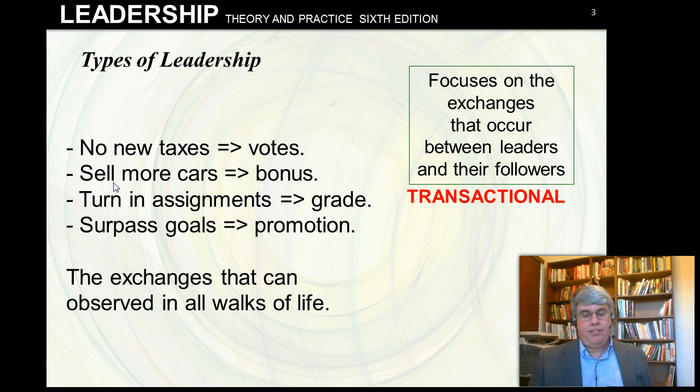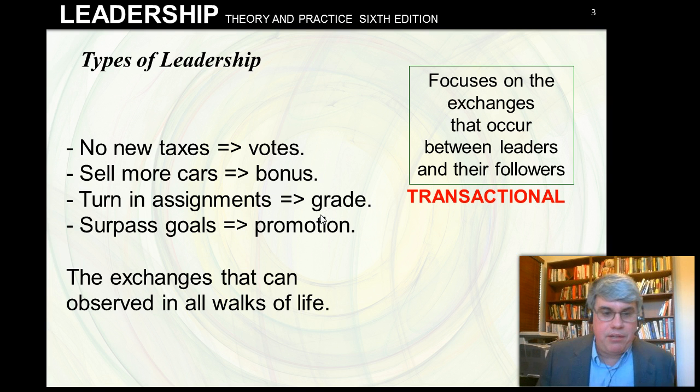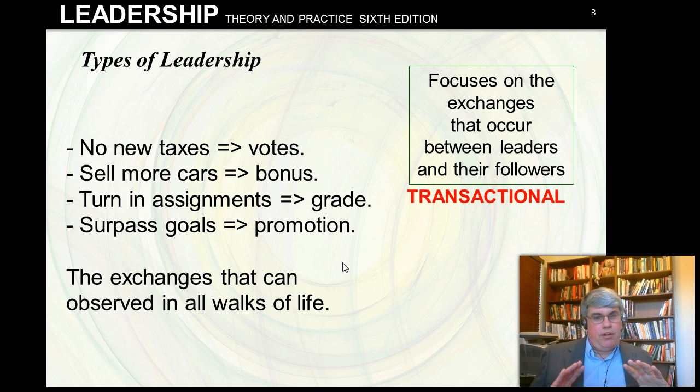If a car salesman sells more cars, he might get a bonus. So there's an exchange going on. If students turn in assignments, students get good grades from the professor. If you surpass your goals in sales, you might get a promotion. So these types of exchanges are extremely common in everyday life, and they're fairly typical in organizations. But they're considered transactional leadership because there's a transaction. It doesn't necessarily transform the leader or the follower. It's just there's a transaction that helps get the goal done.